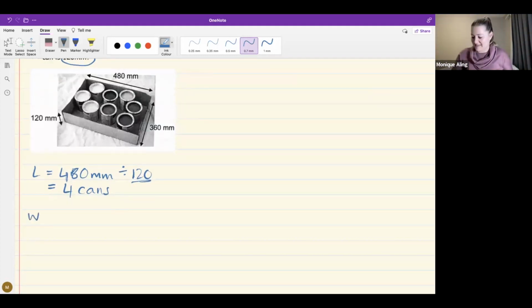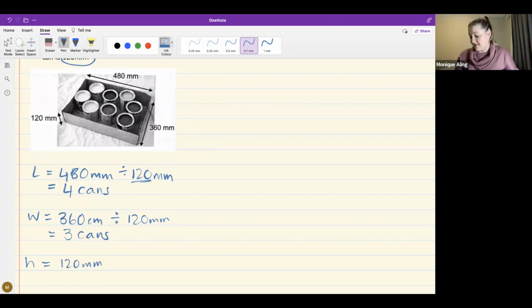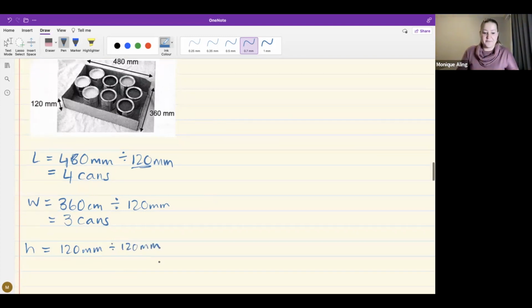Like Simpiwe said, the width of our box is 360 centimeters. We divide by the diameter of 120. It's all the same units, so it's just a basic division. You get 3 cans in the width, and the height, only 1 can. Well, we can only have 1 layer in this box. So that means, let's see, I see some answers in the chat. Do we have a total?